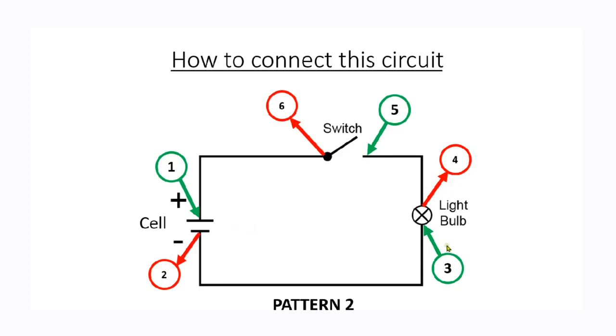The conductor that comes in at our light bulb is called conductor number 3, and the conductor that comes out at our light bulb is going to be called conductor number 4. And likewise at our switch, the conductor that comes in is called 5, and the conductor that comes out is called 6. Now that we have labeled all the different terminals on our circuit diagram, it's very easy to go and connect up the circuit diagram.